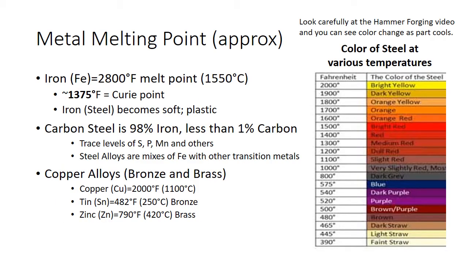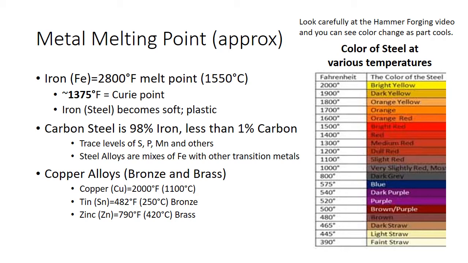Now this gets to be a little tricky. The melting point approximately of iron is about 2,800 degrees Fahrenheit. And there's a point with iron at about 1375 where it's called the Curie point. Above that temperature, the iron, the steel, becomes softer and plastic, and you can bend it by hitting it.